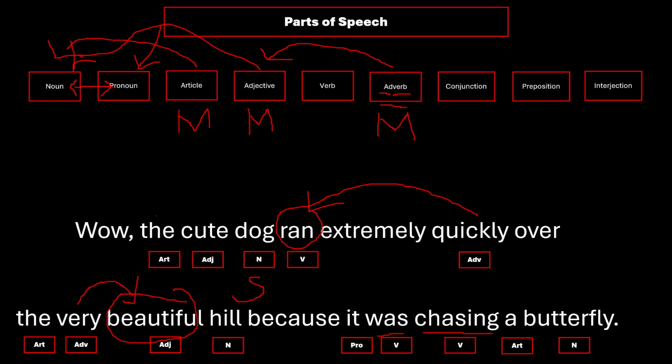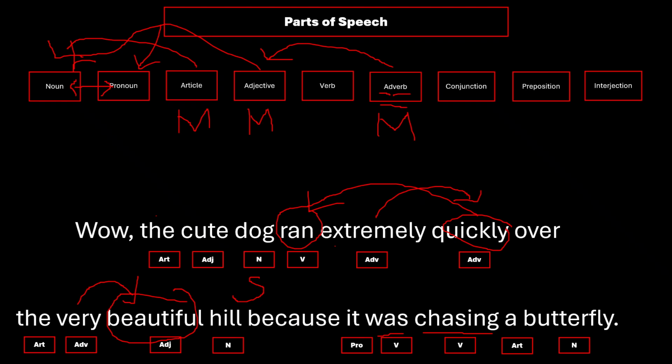An adverb that does modify an adjective, a verb, and another adverb. To find it, find the adverb. Is there a word that modifies quickly? Yep, extremely. Hence, this is also considered as an adverb.